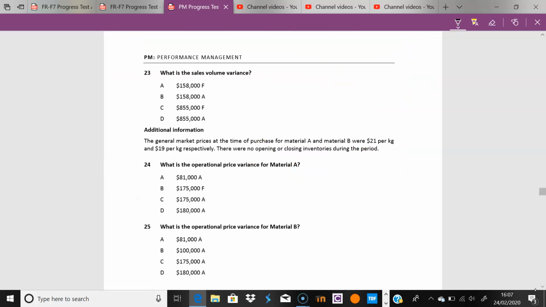Now, this question asks about the sales volume. We have already looked at sales volume variance. I've always said, draw the graph. Draw the graph. This question tells us that you're making a contribution of 158, and your plan is to sell 10,000 units. That's the plan. You end up selling 9,000 units.